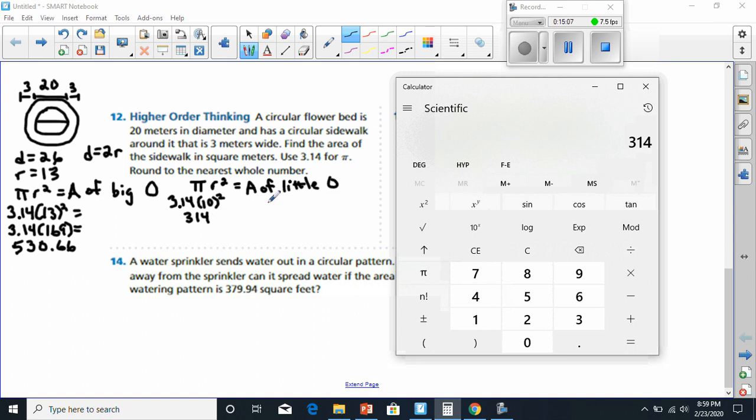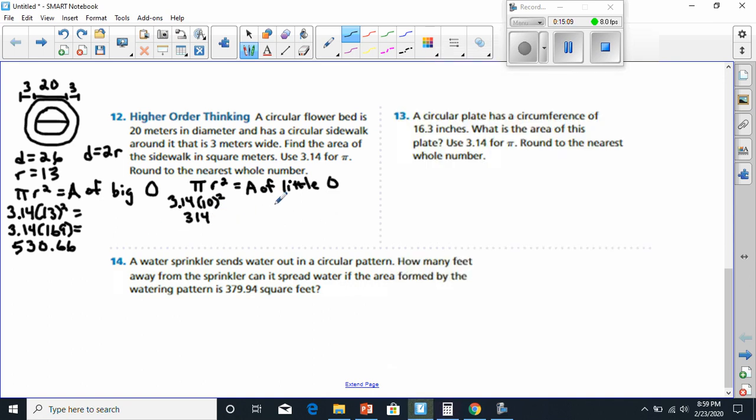Now I've got to take that big number, 530.66, and subtract 314 from it. And that will give me just the area of the sidewalk. Well, I know that 0.66 is going to be part of it. I've got to borrow one, so it's going to become a 6. I borrowed it from this 3, which became a 2. So that's 2 minus 1, which is 1. And 5 minus 3 is 2. So my answer is 216.66.